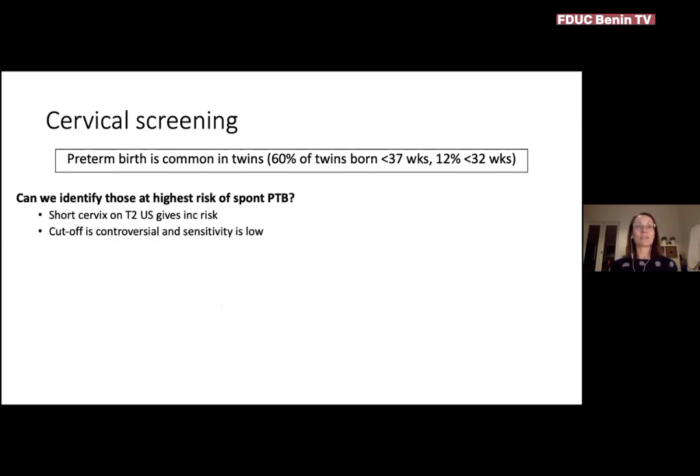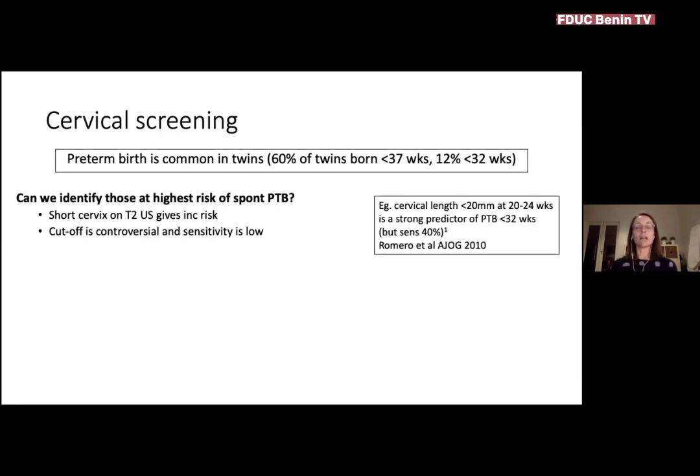And we know that measuring a short cervix on a second trimester ultrasound does give an increased risk of preterm birth, but unfortunately the exact cutoff to use is controversial and the sensitivity of the test is quite low. So if we're trying to use it for changing our management, for example in Australia, it's a big country much like Nigeria, and many women would live a long way from an obstetric hospital, if not a tertiary hospital. And so if women with twin pregnancies who are identified to be at high risk of preterm birth, we could ask them to move closer to a tertiary hospital because of the risk of preterm labour.